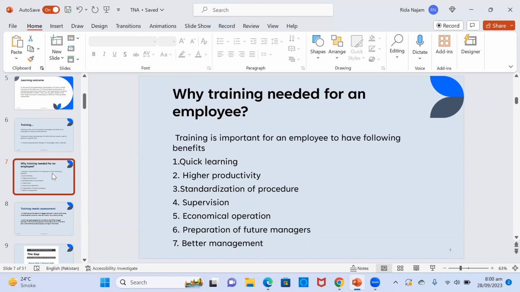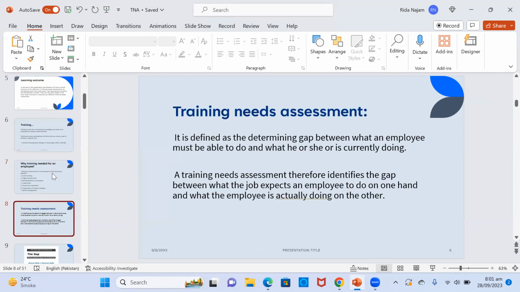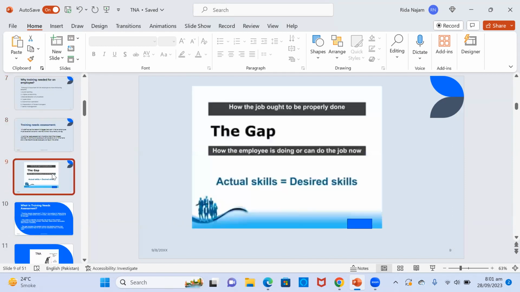Number one, quick learning. Two, higher productivity, standardization of procedures, supervision, economical operation, preparation of future managers, as well as better management. Training needs assessment. It is defined as determining the gap between what an employee must be able to do and what he or she is currently doing. A training needs assessment therefore identifies the gap between what the job expects an employee to do and, on the other hand, what the employee is actually doing.